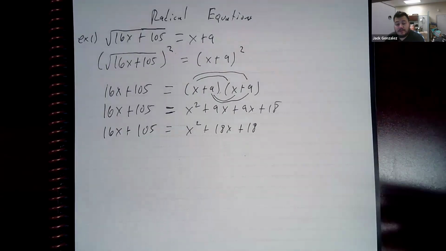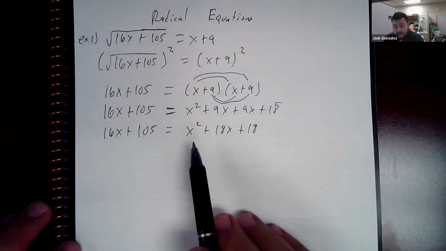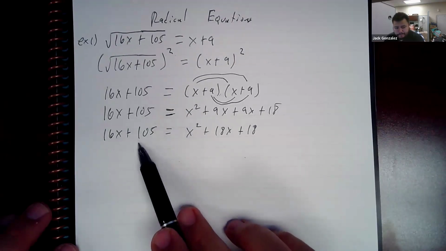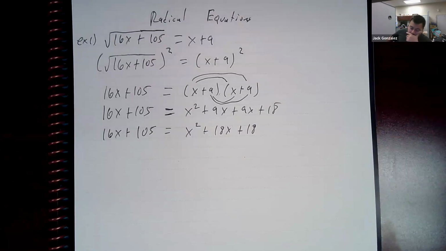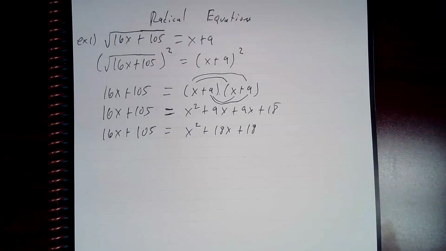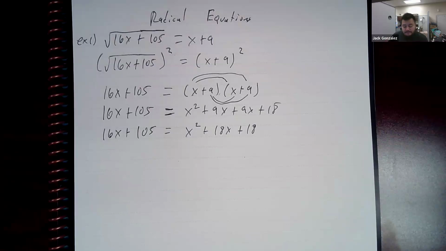Okay, so same thing again, right? We have a quadratic, therefore set the whole thing to 0. You just move everything over to the right side. Yeah, that's it.